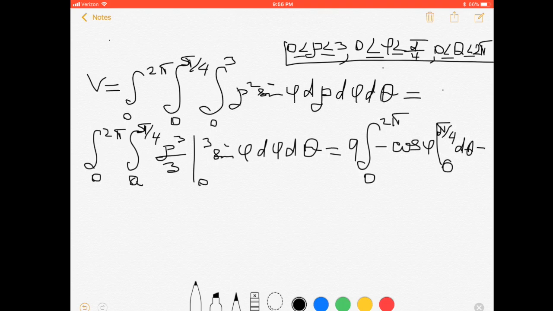For theta, it will be 9 times minus square root 2 over 2 plus 1, and theta gives me exactly 2 pi. You can simplify, or if you can stay this way, it's no problem. We finish.